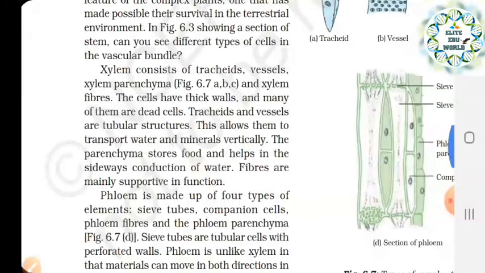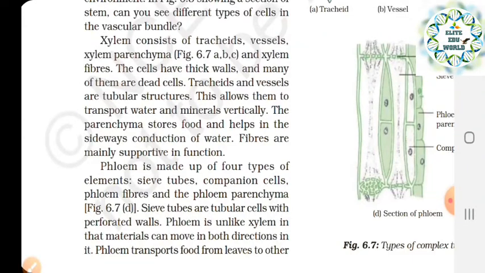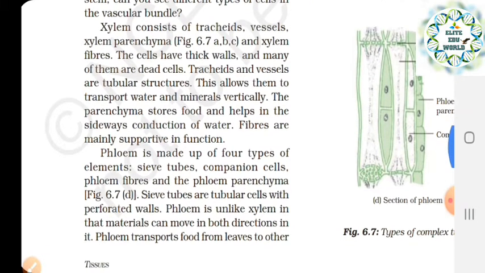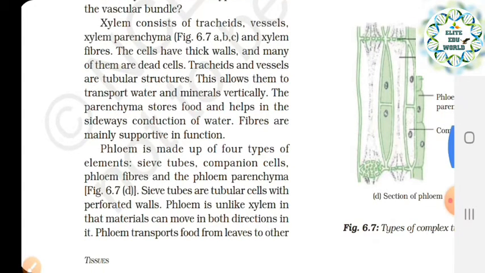So the function of the xylem is to provide water. That is why the cells have a tubular structure. They help the transportation of water and minerals vertically, from down to up, in one direction. So xylem tissue provides water in only one direction, that is vertical, from the roots to the tip of the plant. The parenchyma stores food and helps in the sideways conduction of water. So this is the third one, that is parenchyma. They store some food for the tissues, and they help in the sideways conduction of water.